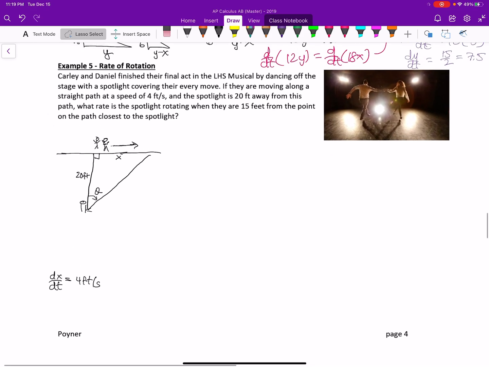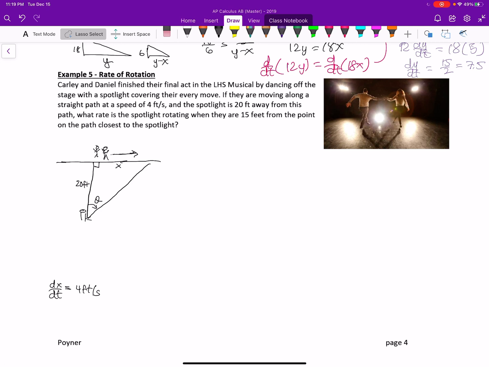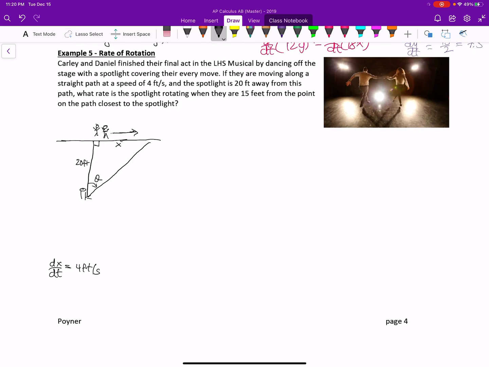If they're moving along a straight path and the spotlight is 20 feet away from the path, that's where we get the 20 feet from. What rate is the spotlight rotating? I want to find dθ/dt, because that's an angle when we're talking rotating, when they're 15 feet from the point. The 15 feet is an instant. So I have to find a way to relate θ to 20 to x.